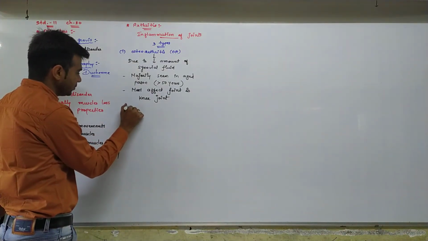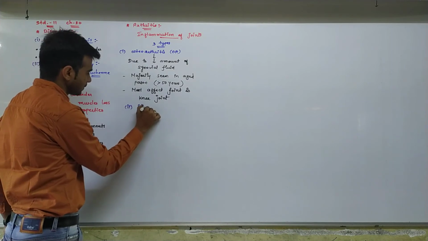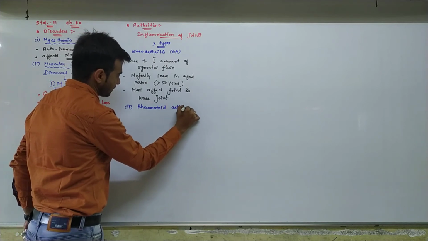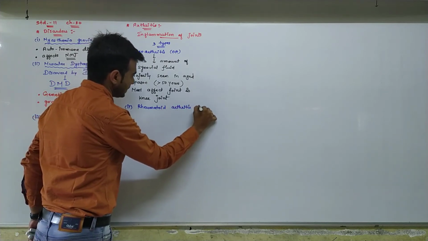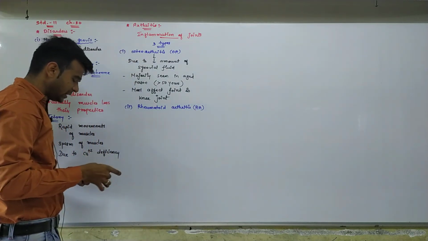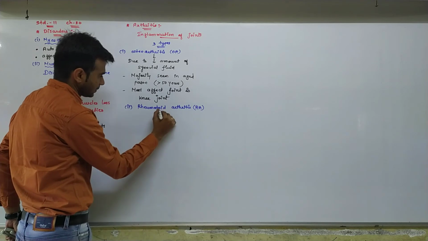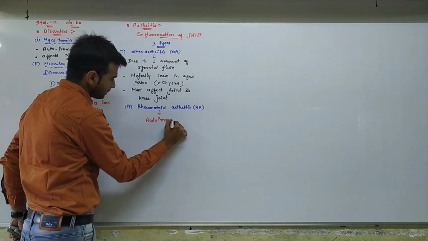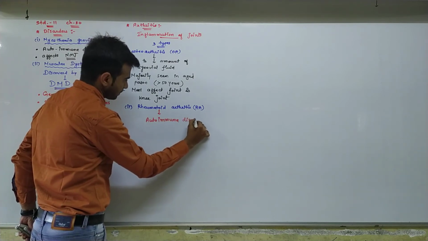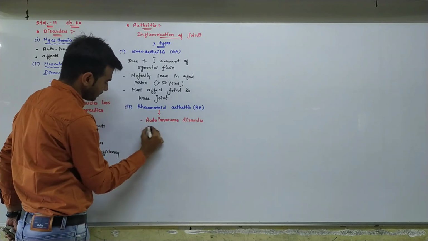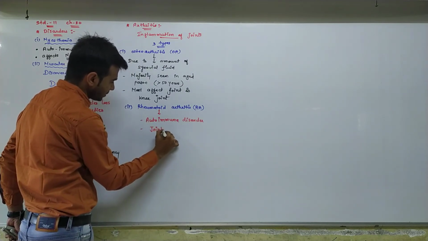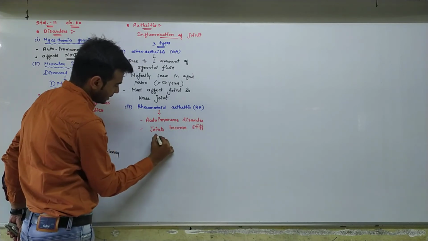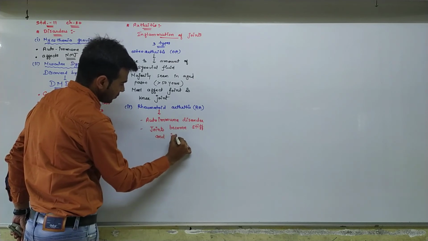Second is known as rheumatoid arthritis, RA. So in rheumatoid arthritis, it's an autoimmune disorder, and joints become stiff and immovable.